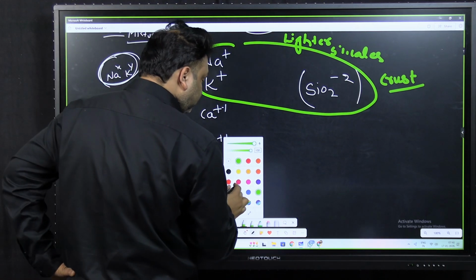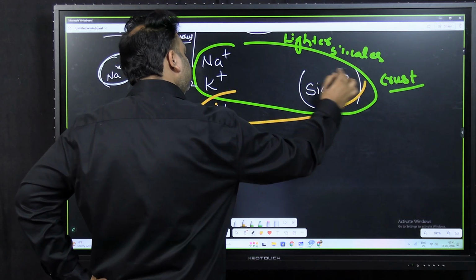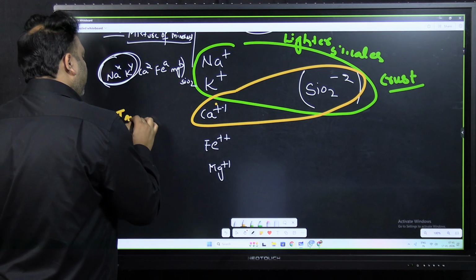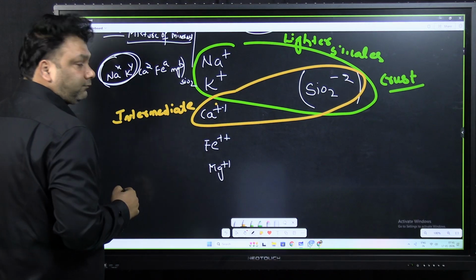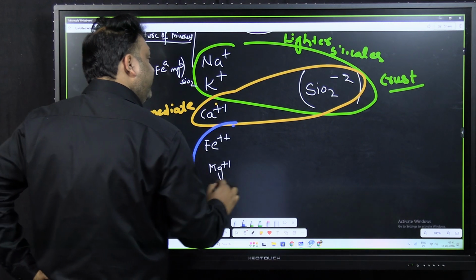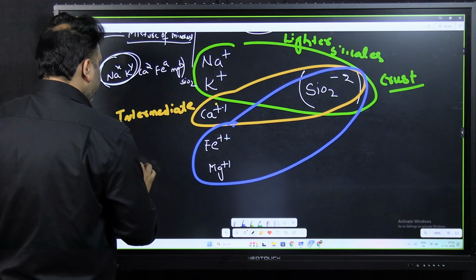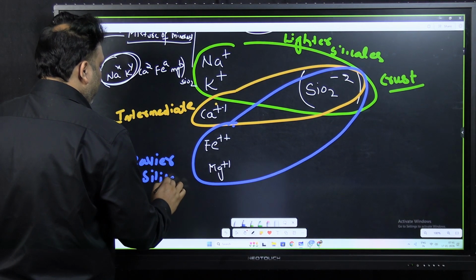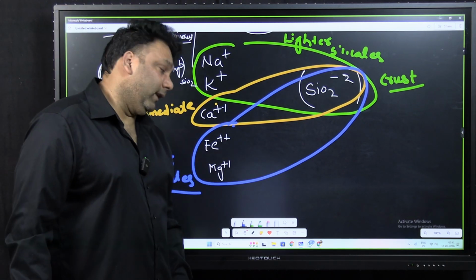Then it can be paired up with calcium also. When the content of calcium is more, it is called intermediate. Now this can be paired up with iron and magnesium also, ferromagnesian silicates, and these are called heavier silicates. So these are the three classes of silicates.